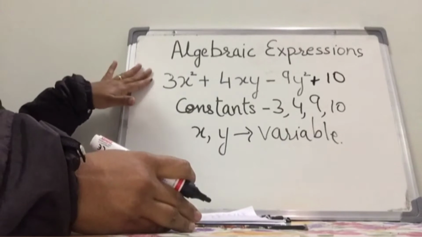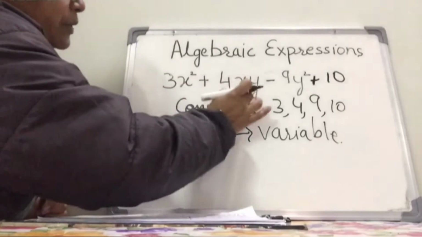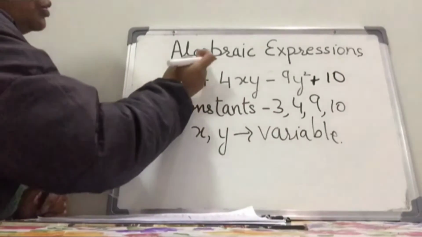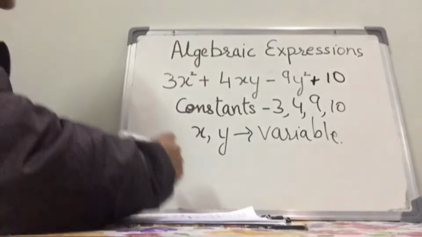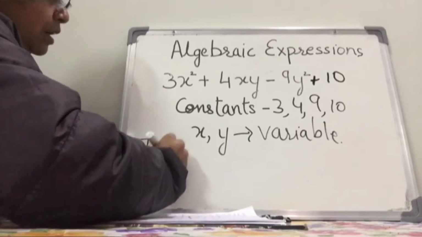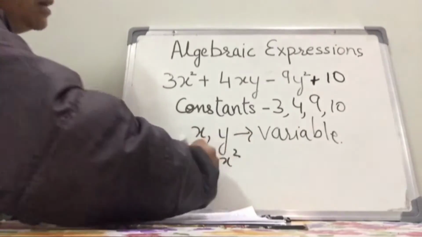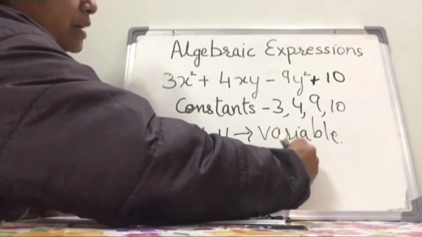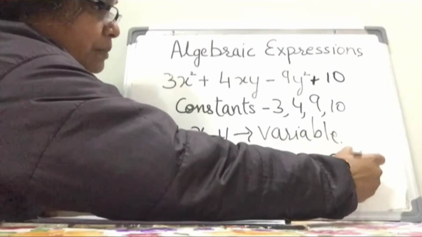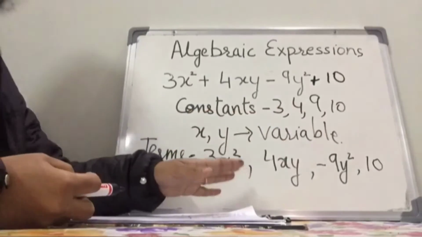Now, when we see this algebraic expression, we see these are separated from each other by the operation plus or minus. So the numbers or alphabets which are separated by plus or minus are called terms. What are the terms in this expression? Here 3x² is one term, 4xy is another term, −9y² is another term, and 10 is another term. Right? These are the four terms in this expression.